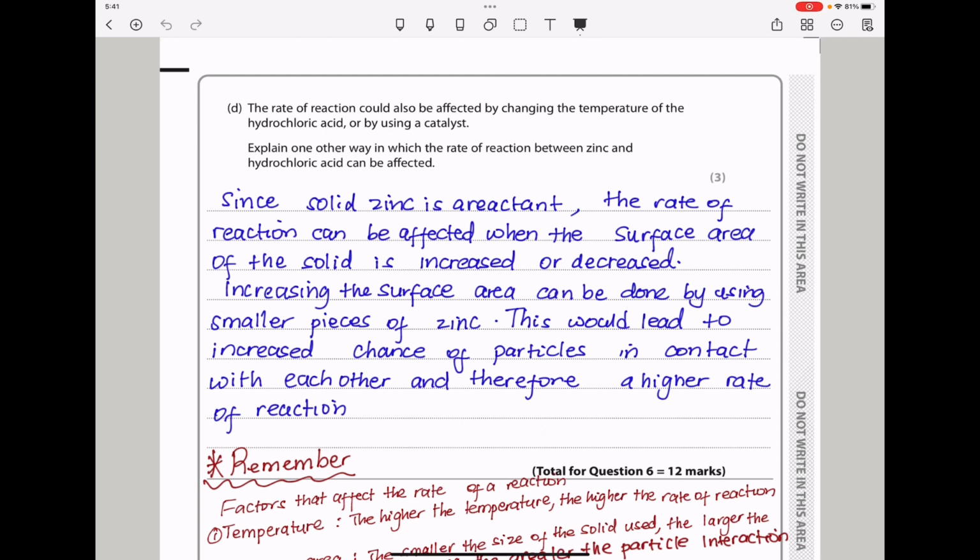So I said, since solid zinc is a reactant, the rate of reaction can be affected when the surface area of the solid is increased or decreased. Increasing the surface area can be done by using smaller pieces of zinc, and this would lead to increased chances of particles in contact with each other and therefore a higher rate of reaction.